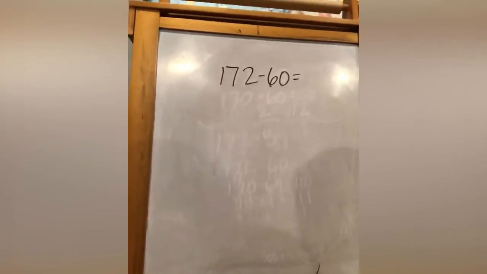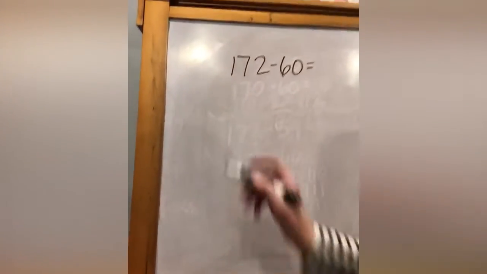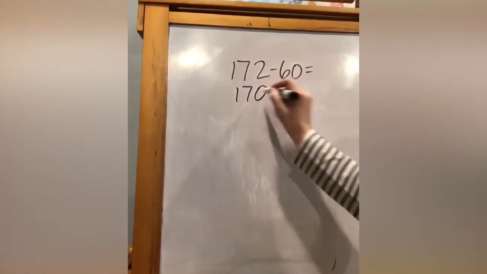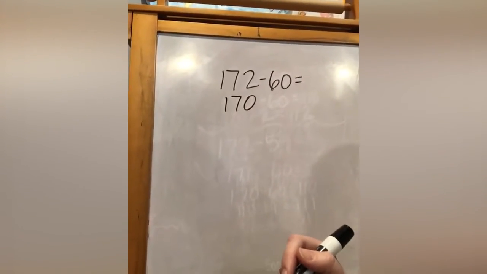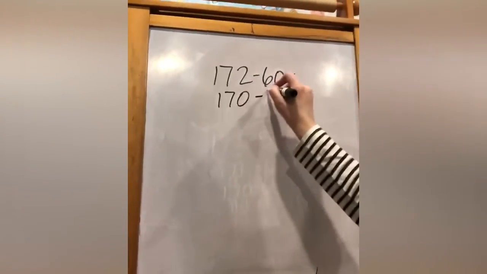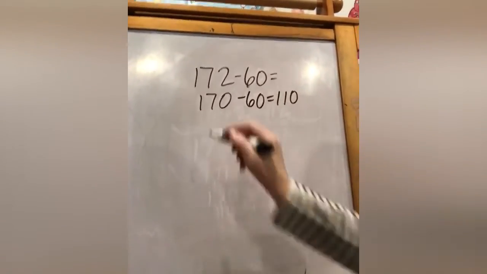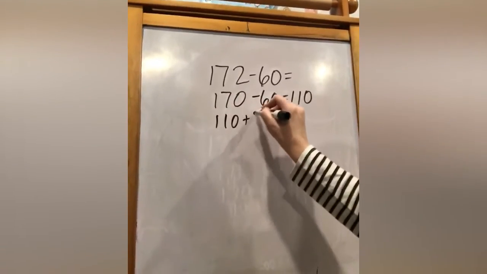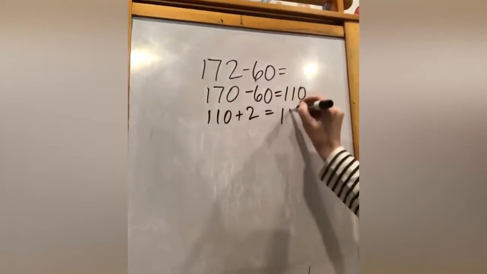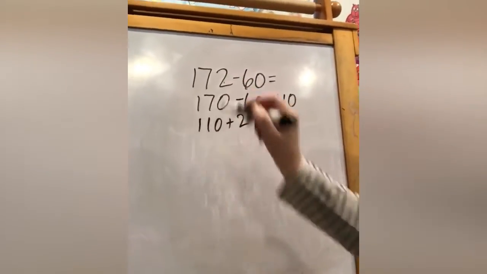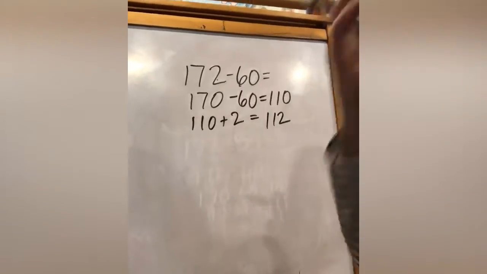All right, Patrick, what would you do today to solve 172 minus 60? So first I would do 170 minus 60, which is 110. And then 110 plus 2 is 112. Why did you have to add 2 onto that? Because I took away the 2 from 172, so I had to add it back on.